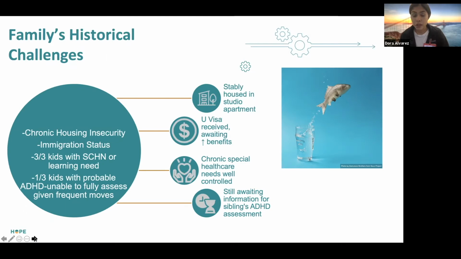She also was able to update us on the current status of the many challenges that we have recounted. They're stably housed in a studio apartment, though it's quite small. Her U visa application had been received and acknowledged, and she had already applied for additional benefits. Her other children's asthma, cerebral palsy, and epilepsy are all doing well and well controlled. And she mentioned that she still forgot to bring back the Vanderbilt for ADHD assessment from her younger son's teacher.